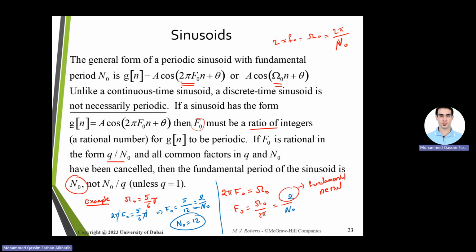Again, similar to the example before. So omega naught equals 5 over 6 pi. So omega naught over 2 pi is 5 pi over 6 over 2 pi. And in this case, pi and pi will cancel. It will be 5 over 12. That's a rational number. So in this case, N naught is 12. So that's how to find the fundamental period.